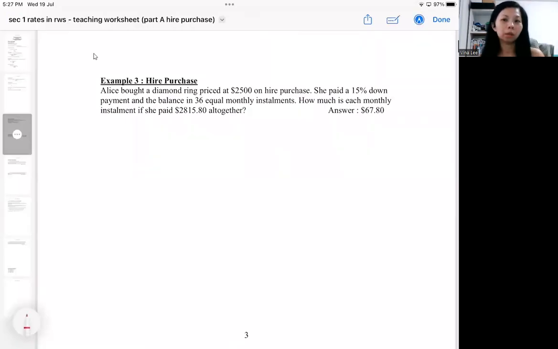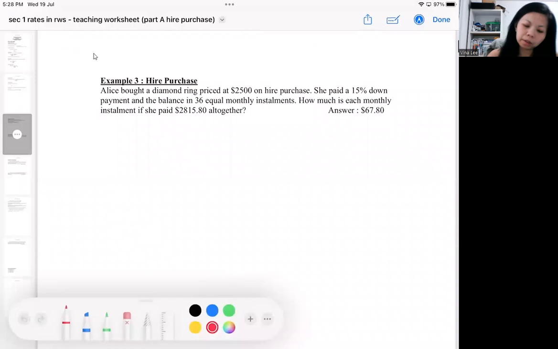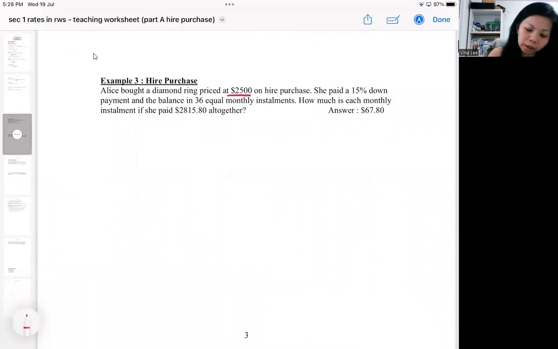Okay, so let's look at this question and see whether you can understand the idea of hire purchase. Alice bought a diamond ring at 2005 on hire purchase. So this 2005 is actually the cash price. When you see a number, make sure you can tell what it is. And then she's going to pay a 15% down payment. That means she pays up 15% and then she can take the diamond ring and go. And then the rest she's going to pay in 36 months.